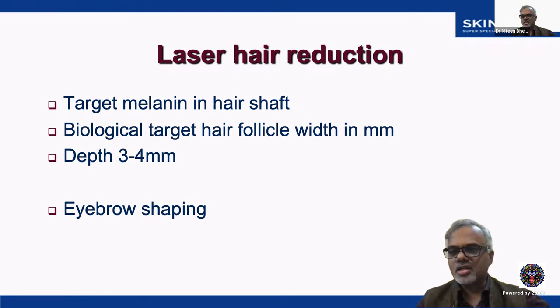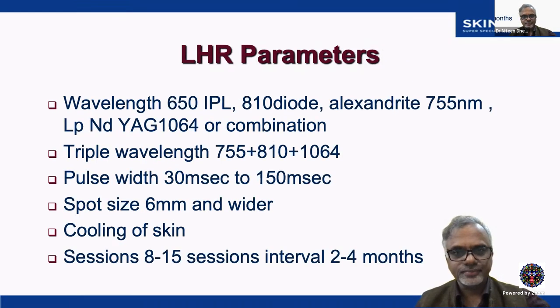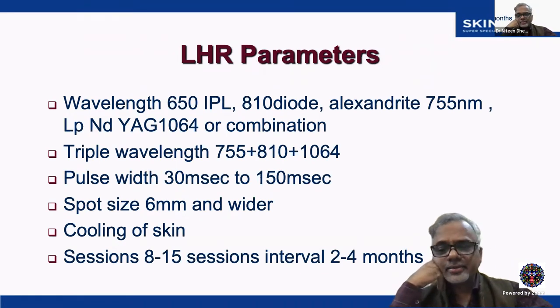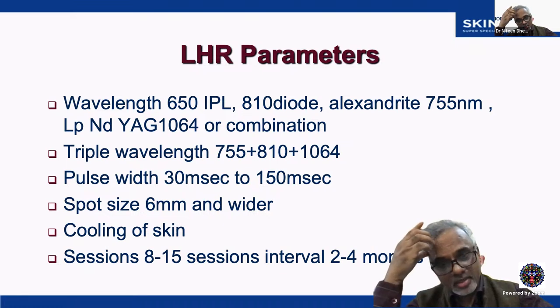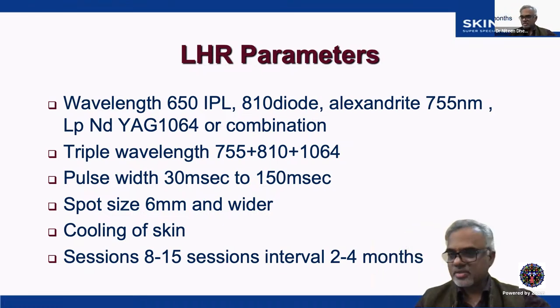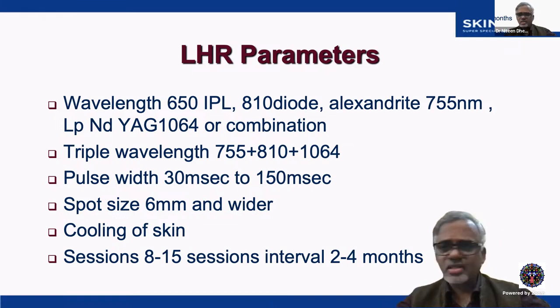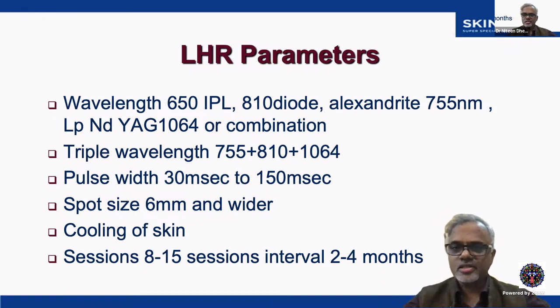The hair follicle depth is 3 to 4 millimeters. On the face, we use it for the entire face, and for full body hair removal, but around the eyes, we use it for eyebrow shaping. As for the parameters, any wavelength more than 600 is used for hair removal. In the past, they used IPL, intense pulsed light, which is not a laser, at 650 or 700 nanometers. The 810 diode laser is a very specific and good laser for hair reduction. Alexandrite 755, Nd:YAG 1064 nanometers, or a combination.